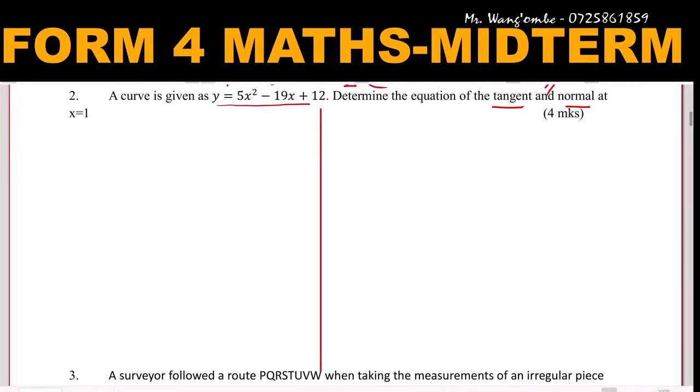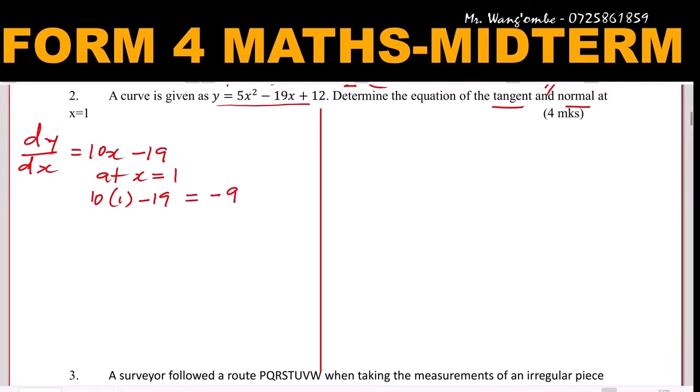The gradient function will be obtained by differentiating the function with respect to x. When you differentiate this function with respect to x, you get 10x minus 19. That is the gradient function, and that is what you're going to use to get the gradient at x equals 1. When you substitute there, you get 10 minus 19, and this will give us negative 9.